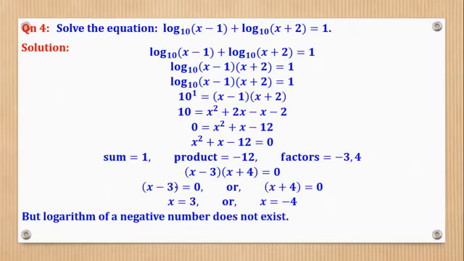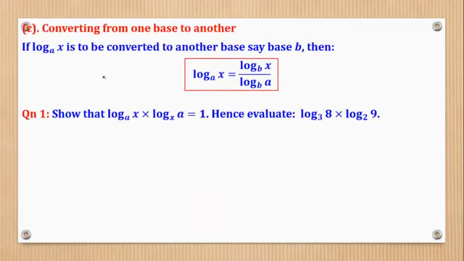So since logarithm of a negative number doesn't exist, it means this x cannot be this, meaning that x is equal to 3. So this note is also vital. Logarithm of a negative number gives a math error on the calculator, as we shall see with time.